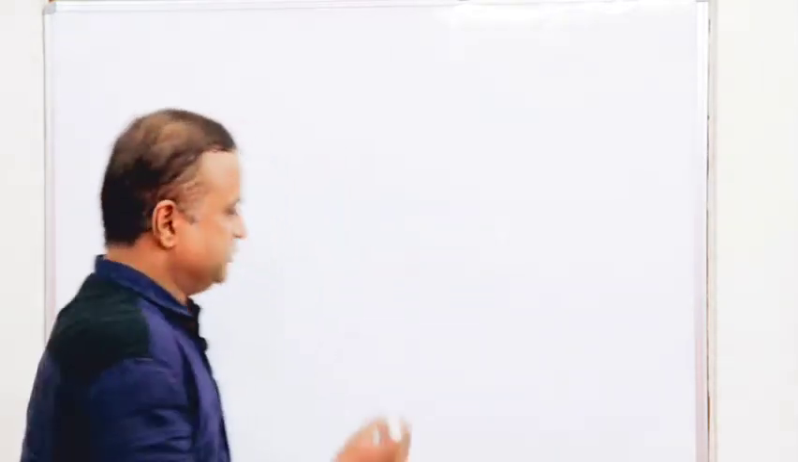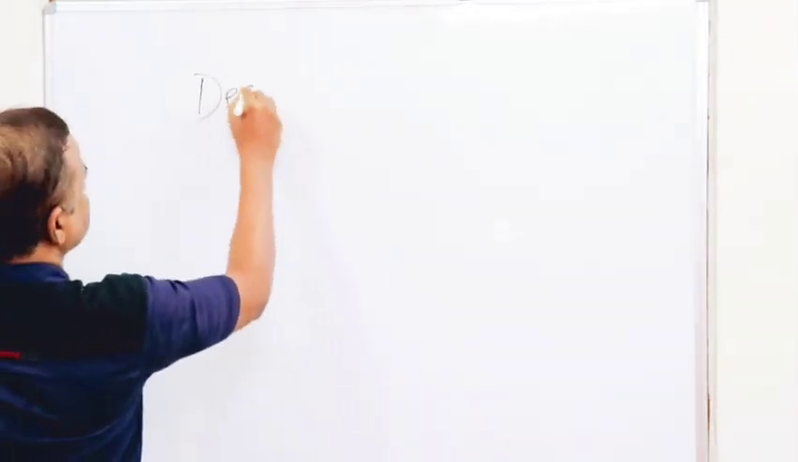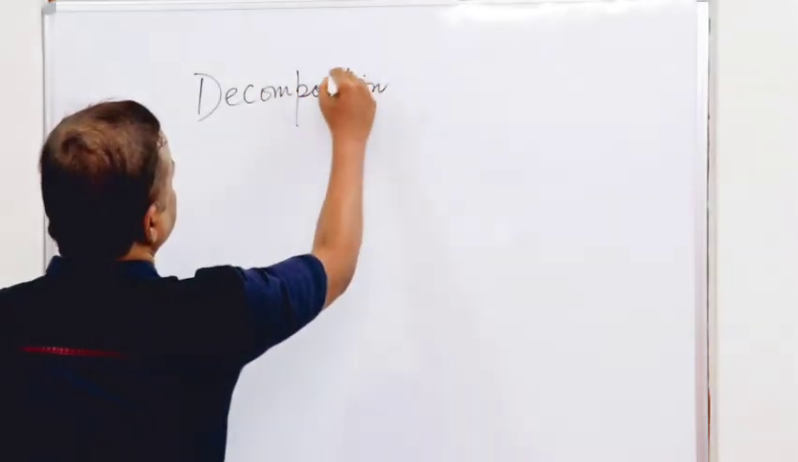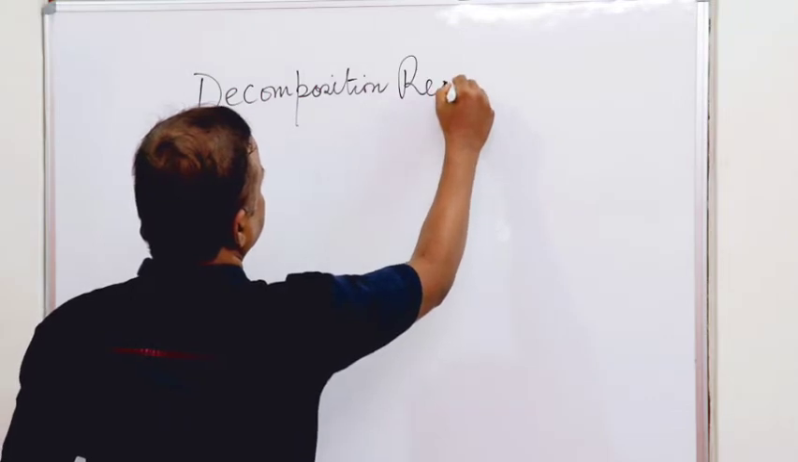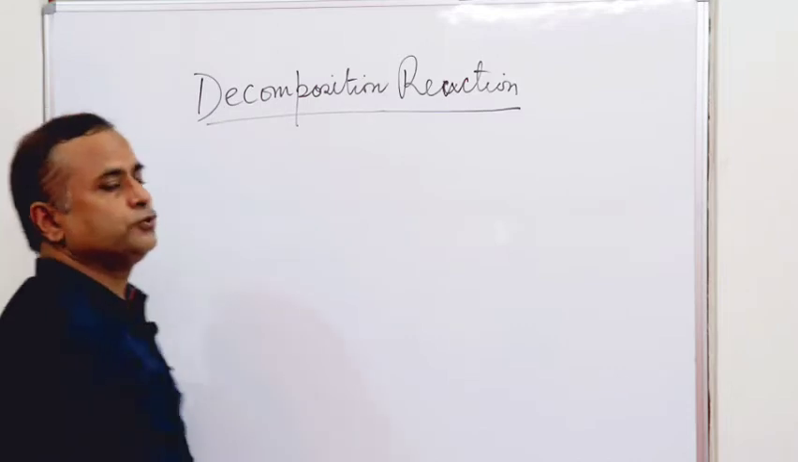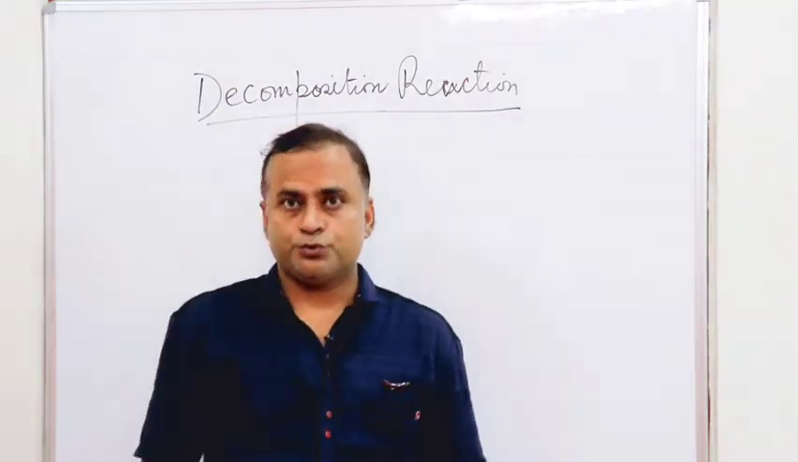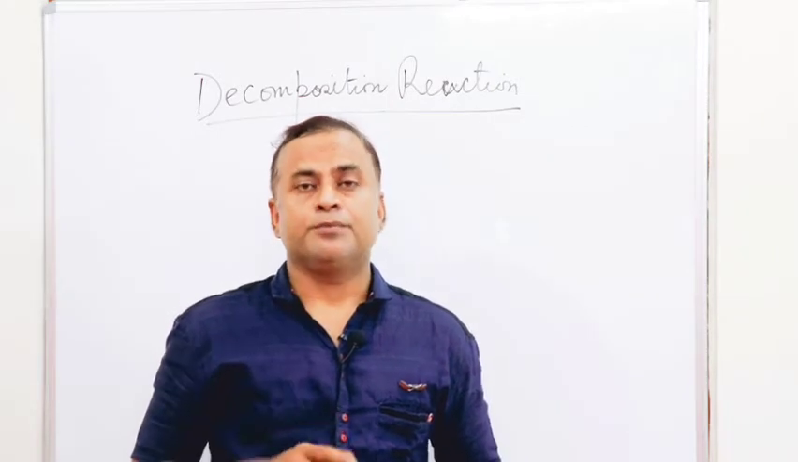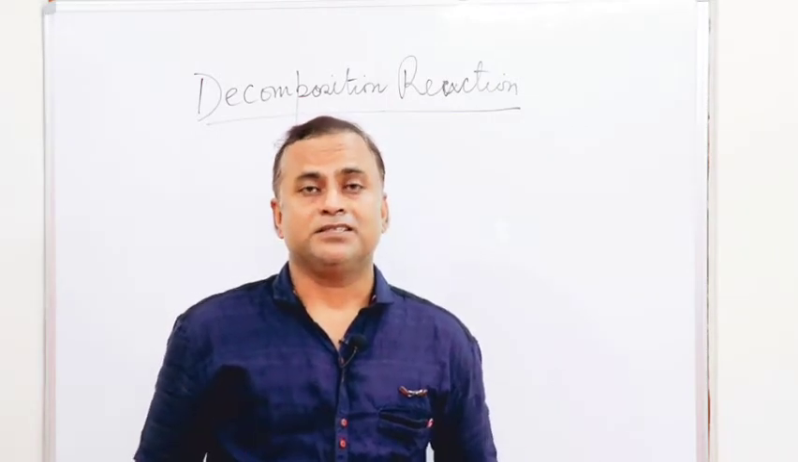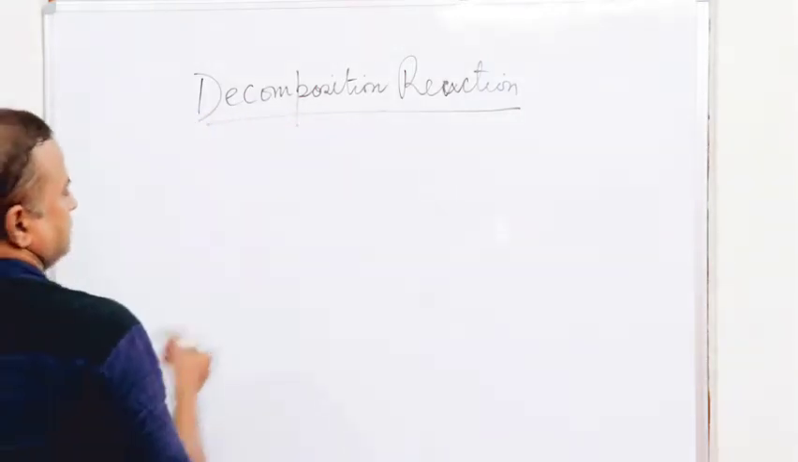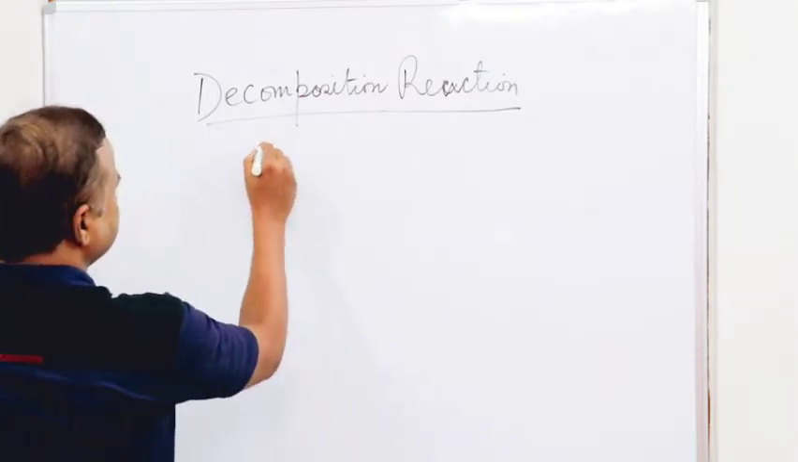So the next type of reaction is decomposition reaction. As the name suggests, decomposition means to break. If in any chemical reaction one single substance breaks into two or more substances, then it is known as a decomposition reaction. So how can we represent it?